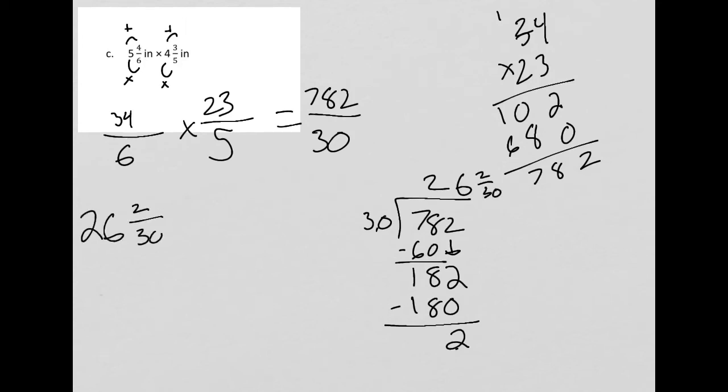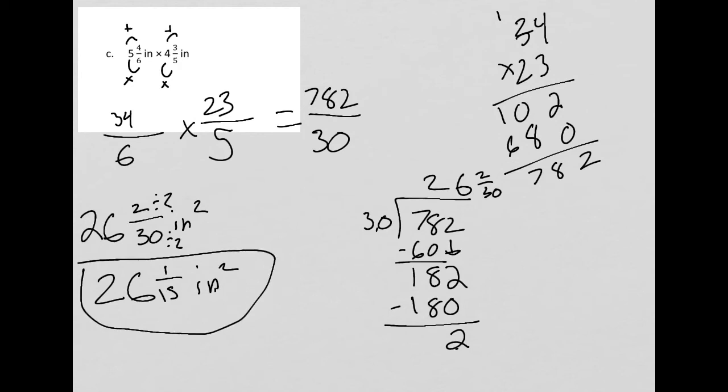26 2/30ths. General rule of thumb is whatever type of number we start with is what we want to end with unless they ask otherwise. So because they gave us fractions to start with, we want our answer to be in fractions. So this is 26 2/30 square inches. I see this 2 over this 30 and I know I can simplify that and divide each by 2. So I can write it as 26 1/15 square inches.